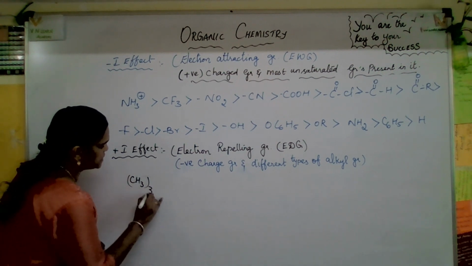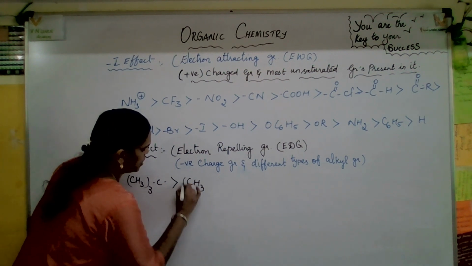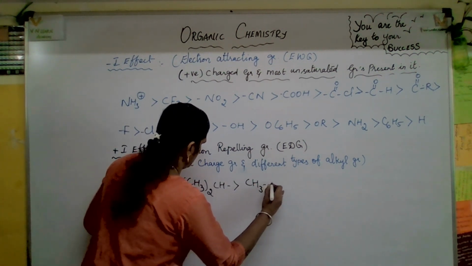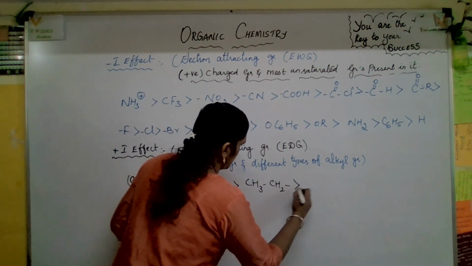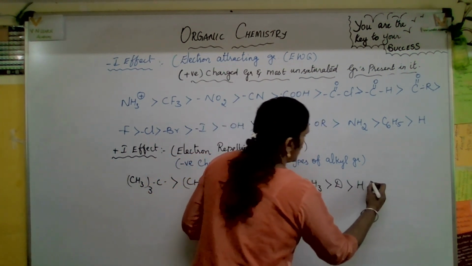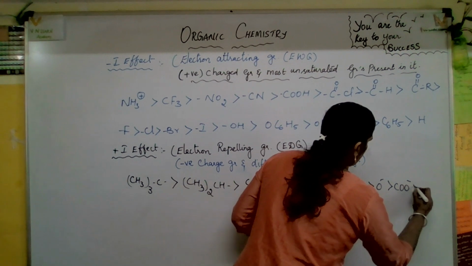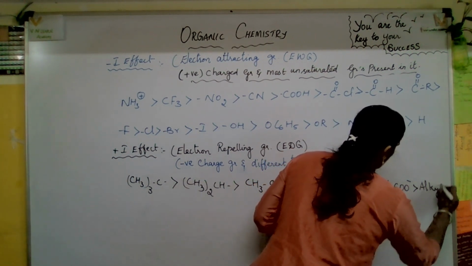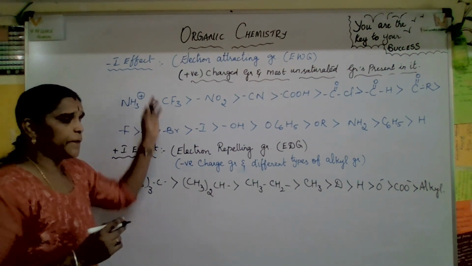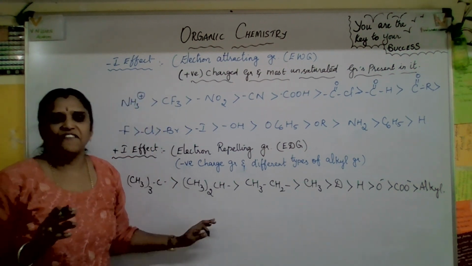CH3 thrice C is greater than CH3 twice CH, is greater than CH3 CH2, is greater than CH3, is greater than D and H, is greater than O minus, is greater than COO minus, and is greater than alkyl. Okay, so these are all the decreasing order of plus I effect. I hope you got a clear idea about plus I effect and minus I effect. Sorry, minus I effect and plus I effect.